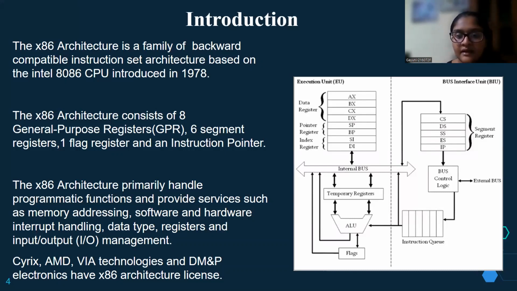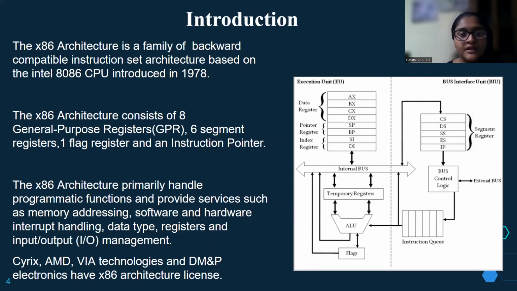Here you can see the diagram of the architecture. The architecture is mainly divided into 2 independent functional units: the bus interface unit and the execution unit. The function of the bus interface unit is to fetch instructions from the memory, and also to send data to memory and input-output ports. The function of the execution unit is to tell the bus interface unit where to fetch instructions from and where to send them, and also to decode and execute instructions.